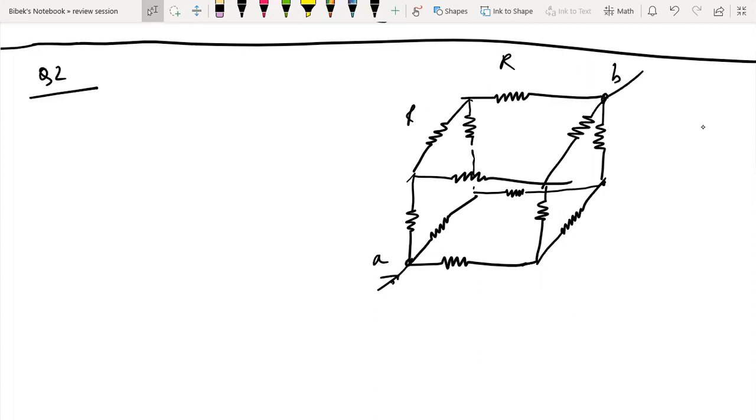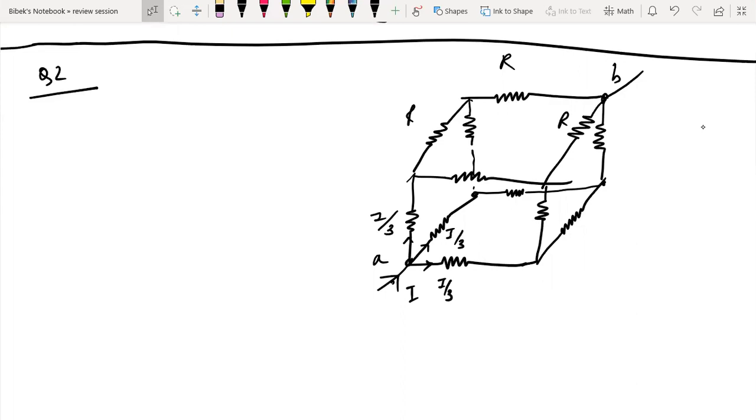Let's suppose you're passing current I from here, then the current gets divided here. Since the resistors are similar, whenever there is a division of current, it will just be divided by the number of resistors. So this branch will have I over 3 amount of current, this will have I over 3, and this branch also will have I over 3.